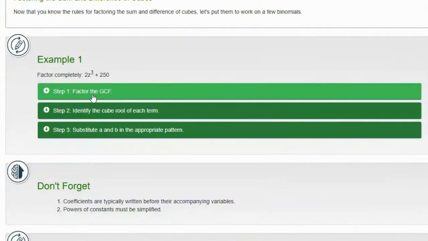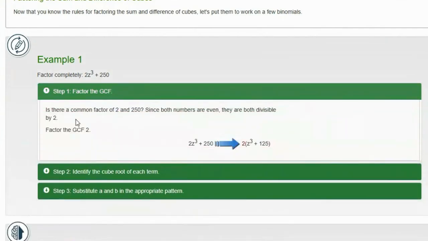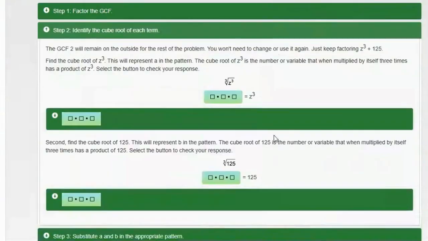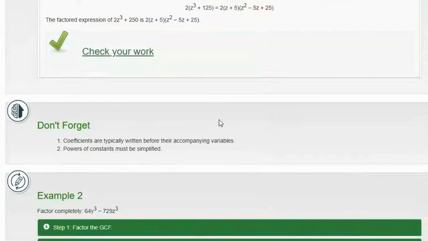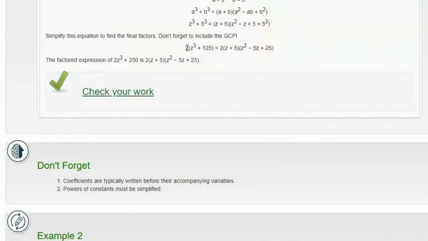Factoring, it says factor completely. The only trick about this one is when you look at that 2z to the third plus 250, if you factor out the 2 first, then you recognize it. Oh, wait, this is a sum of cubes because it's z to the third plus 125. Just don't forget the first step to factor out any greatest common factor. You factor a 2 out of that, and then, oh yeah, that's real easy. So I can just use the pattern. It's 2 times z plus 5, z squared minus 5z plus 25.